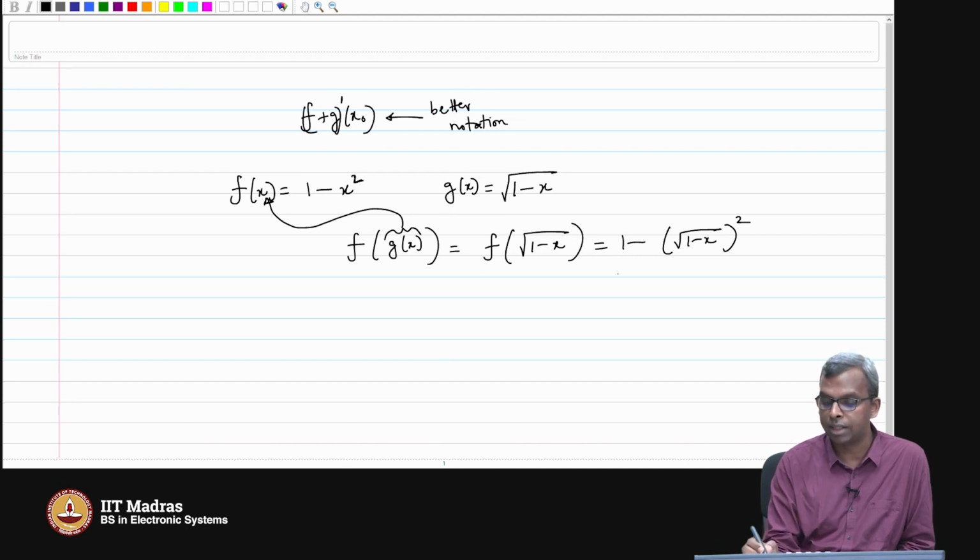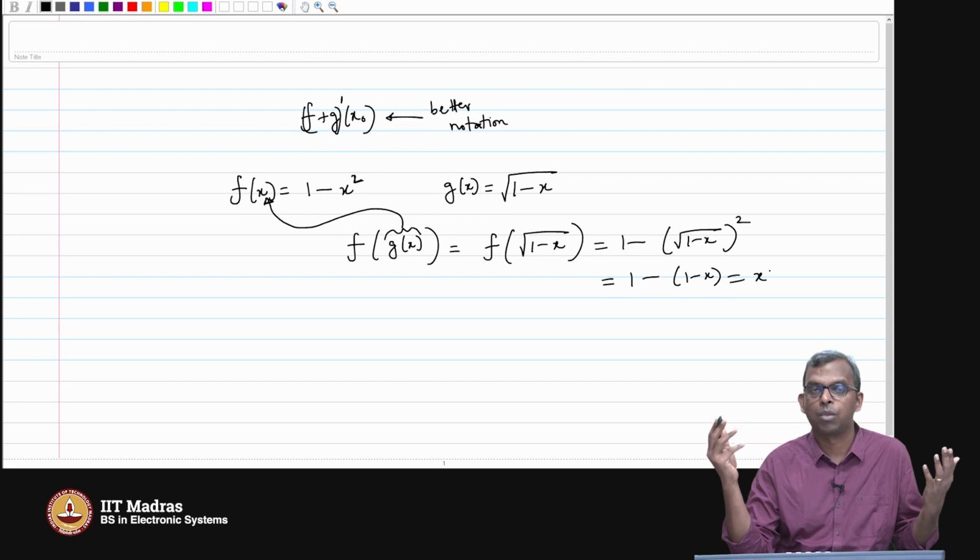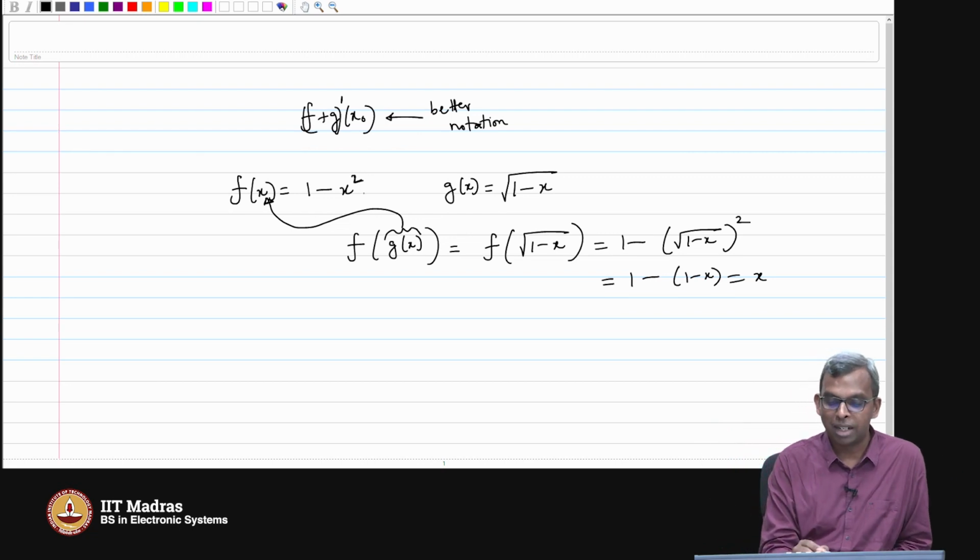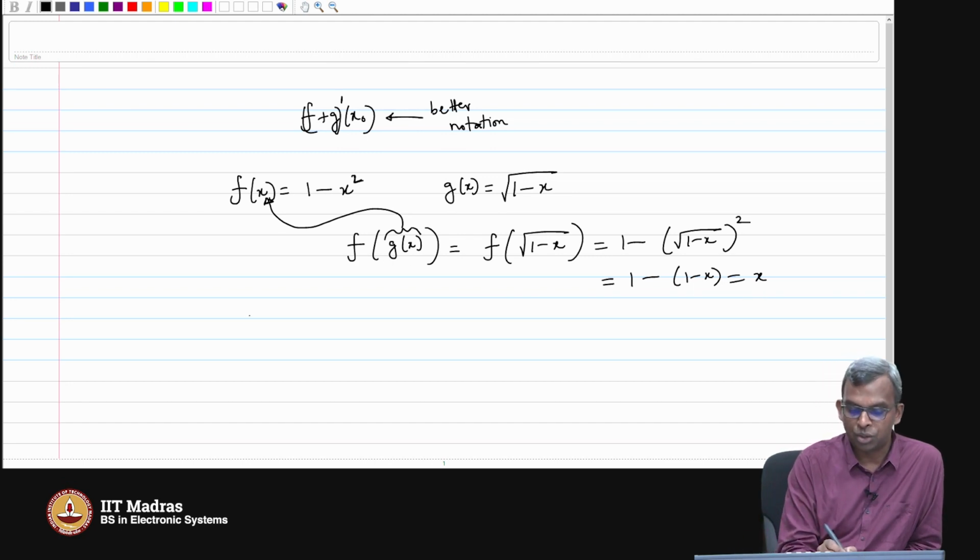F of g of x, and then you will get 1 minus, I get this is 1 minus x, and it ends up being x. Look at that magic, right? So you have 1 minus x squared, and g of x is square root of 1 minus x, and f of g of x ended up being x. What do you think will happen to g of f of x?